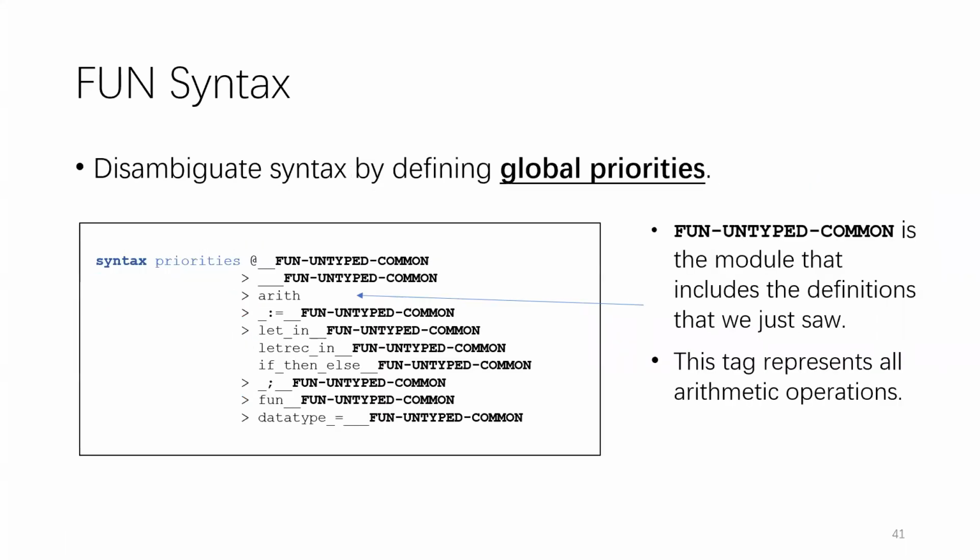We're almost done with the syntax. So we define some global priorities between the language constructs. There's a way to define them in one place. So we have a syntax priorities declaration, and we list them in order. This has the highest priority, followed by this, which is function application, and all the arithmetic operations. This is the user tag we give when we define all the arithmetic operations, and then assignment and lettering and all this. So in order.